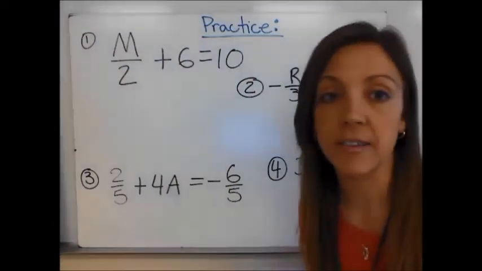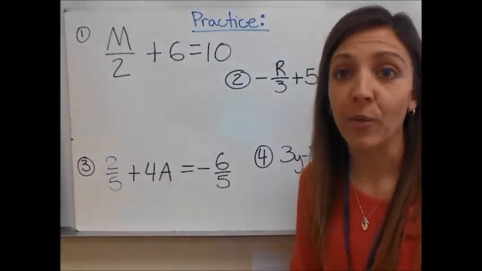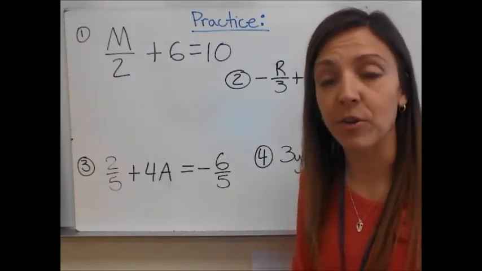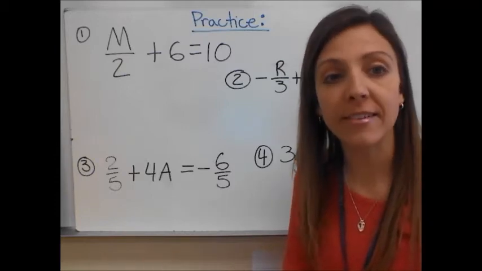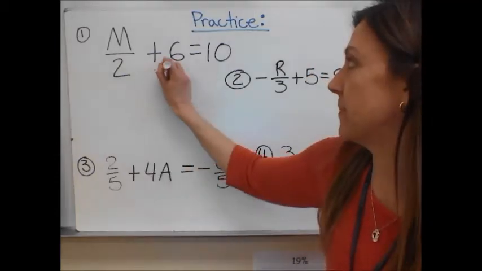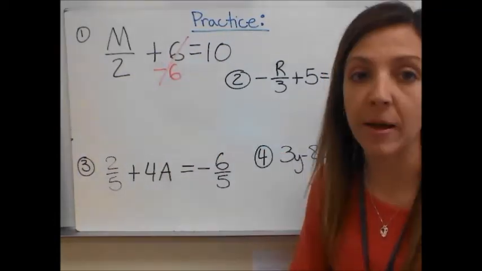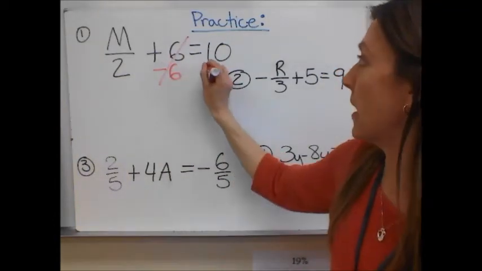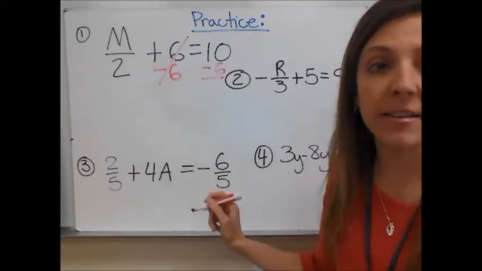Okay, let's do a little practice here. M divided by 2 plus 6 equals 10. So we are going to isolate the king variable using inverse operations, beginning with addition and subtraction. I have plus 6, so I'm going to subtract 6 to get the king variable alone. That becomes 0. And I have to do unto the other side what I did to this side. 10 minus 6 is 4.